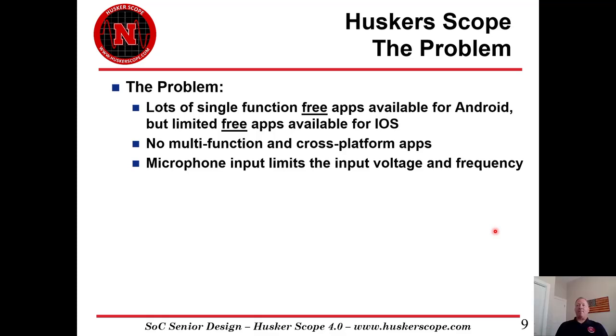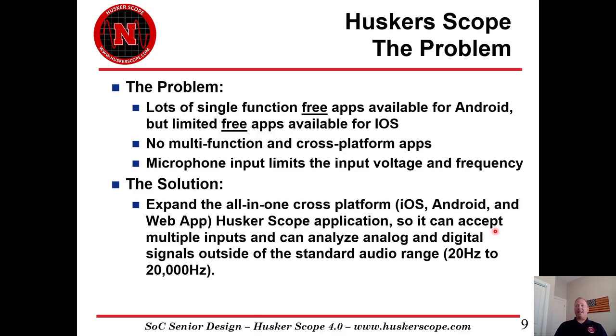Also, our microphone input limits the input voltage range and the frequency of our system. So our solution is to expand the all-in-one cross-platform app so it can accept multiple inputs to analyze analog and digital signals outside the standard audio range, which is 20 hertz to 20 kilohertz.